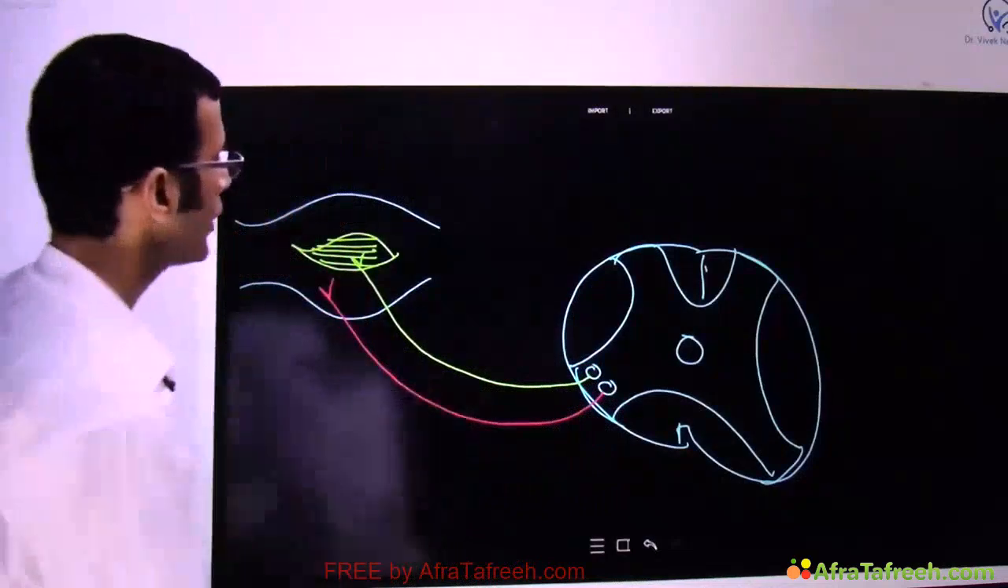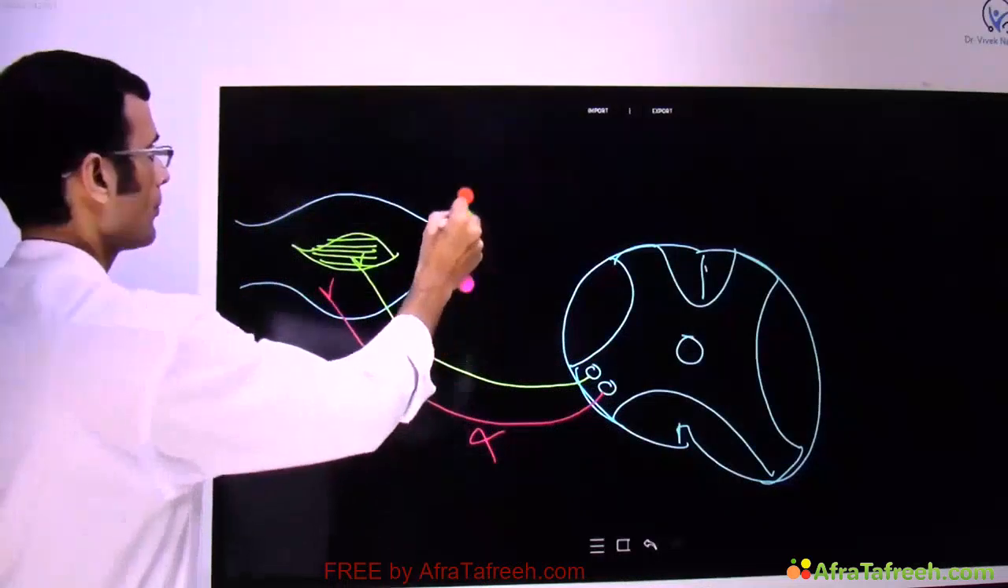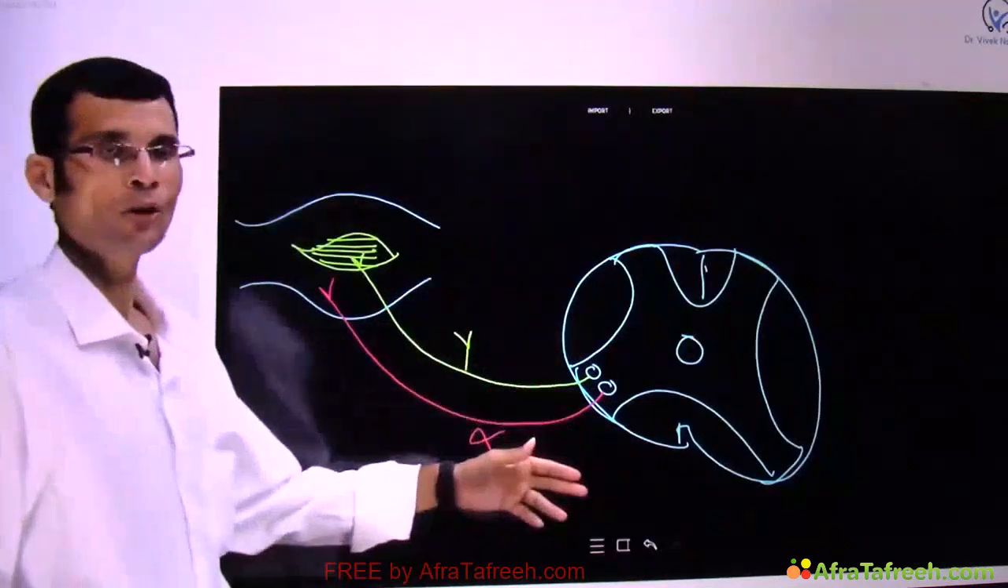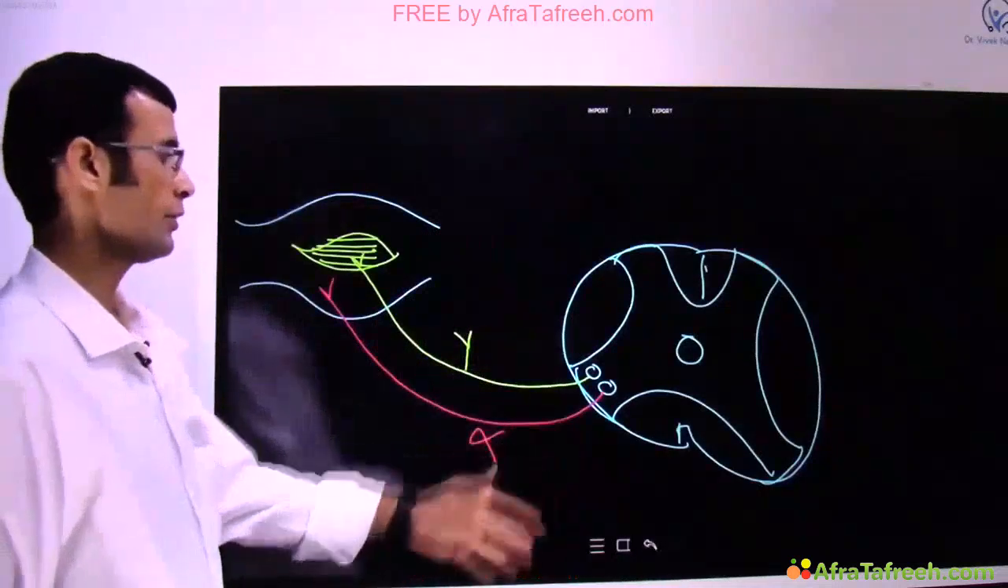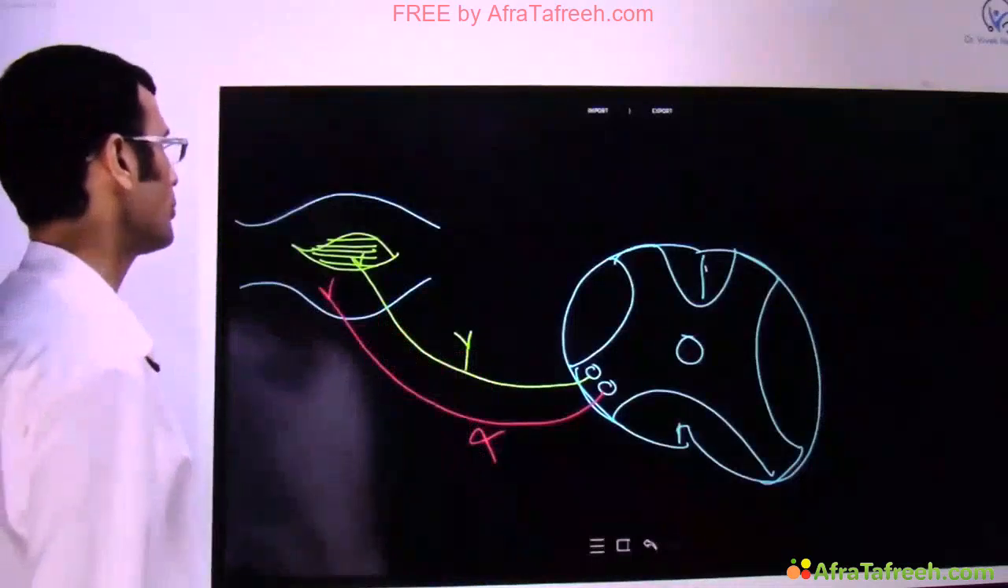The alpha motor neuron and the gamma motor neuron. So the anterior motor neuron, or the lower motor neuron, is of two types: the alpha motor neuron and the gamma motor neuron.